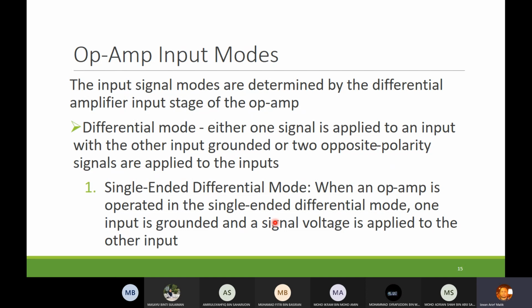So the input signals which are yang kita compare tu lah, yang non-inverting dengan inverting tu. So the input signal modes are determined by the differential amplifier input stage of the op-amp. So the differential mode is the one signal is applied to an input with the other input grounded, or two opposite polarity signals are applied to the inputs. So there are two ways. With single-ended differential mode, when an op-amp is operated in a single-ended differential mode, one input is grounded and a signal voltage is applied to the other input.